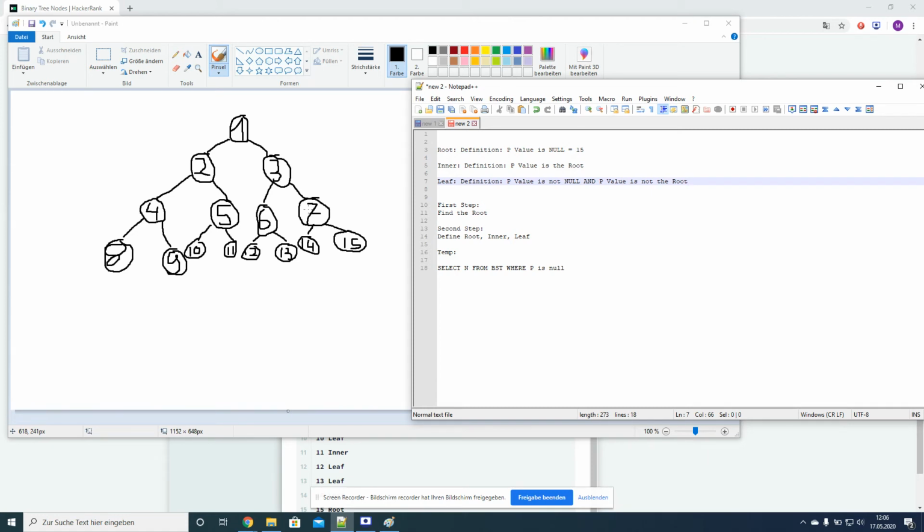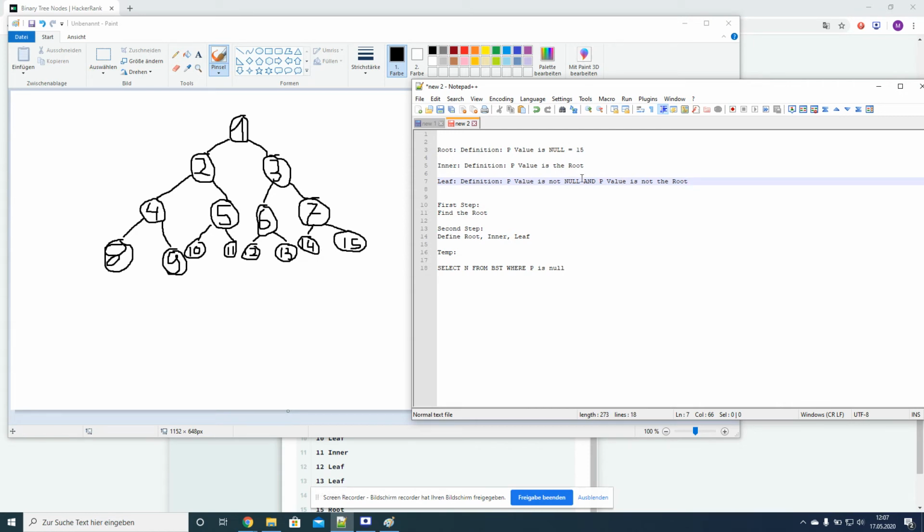that the parent is not the root, and there are still inner values. So the question is, how do we have a sufficient definition that we can characterize the inner nodes correctly? And how can we characterize the other nodes correctly?